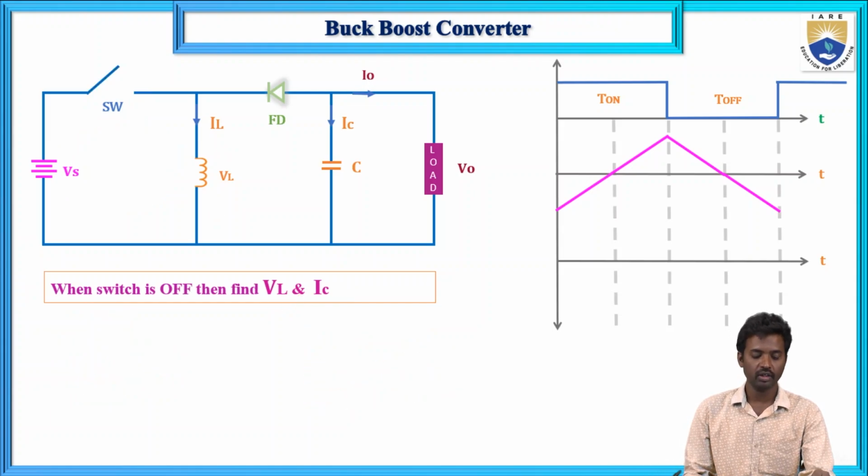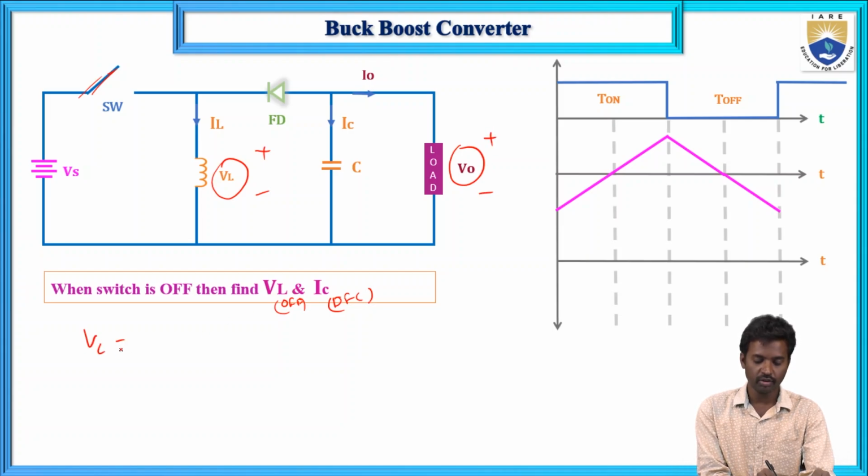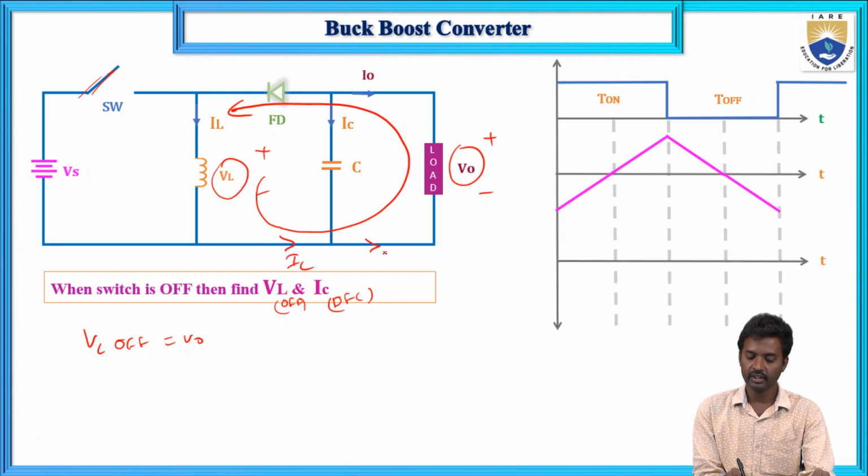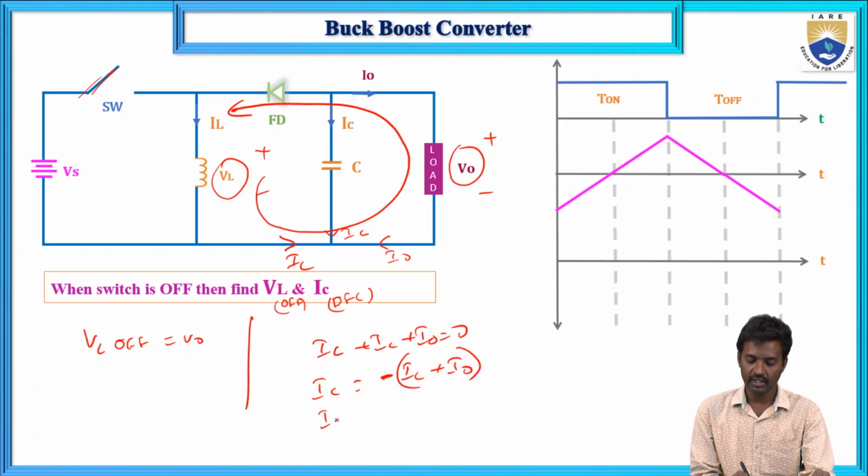And next, when the switch is off, calculate the inductor voltage and the capacitor current. Now this is an open circuit, and VL off equals V0 only. The inductor current flows through like this. Now if you apply KCL here, IL plus IC plus I0 equals 0. So IC off equals minus IL plus I0.